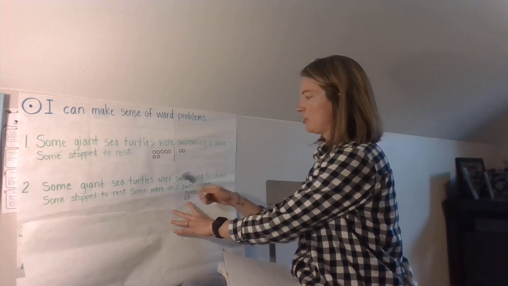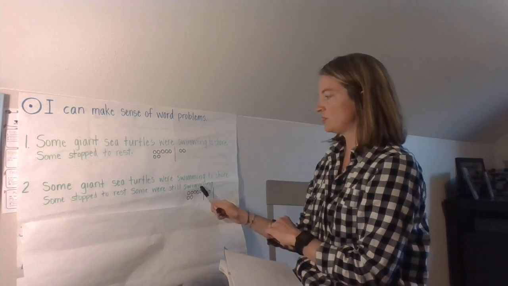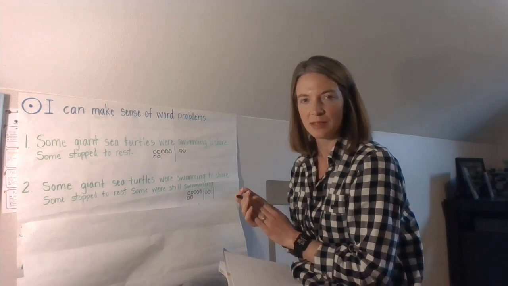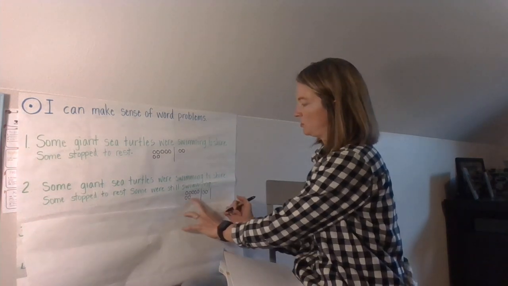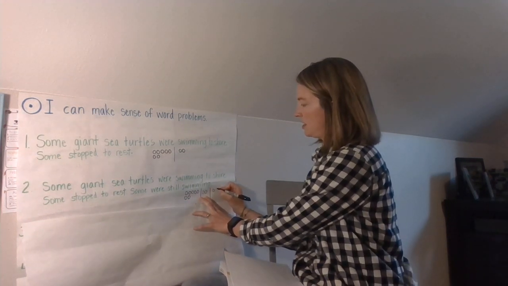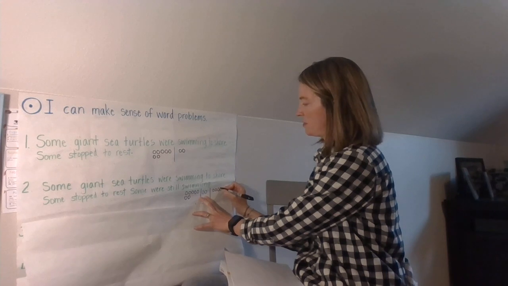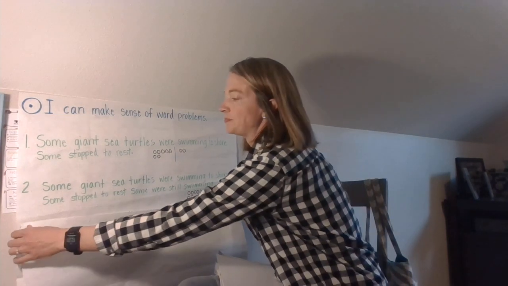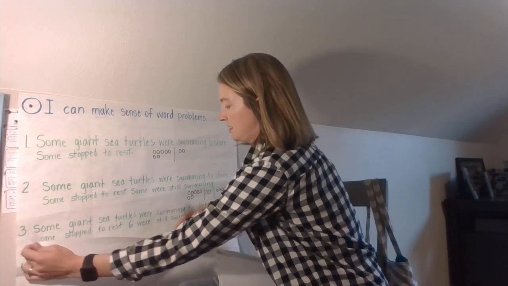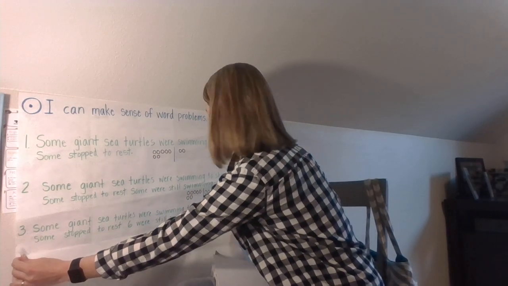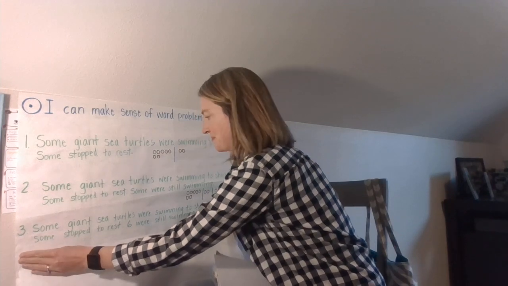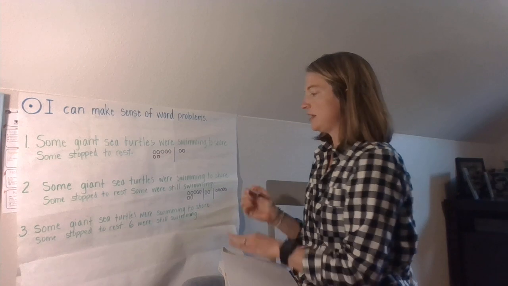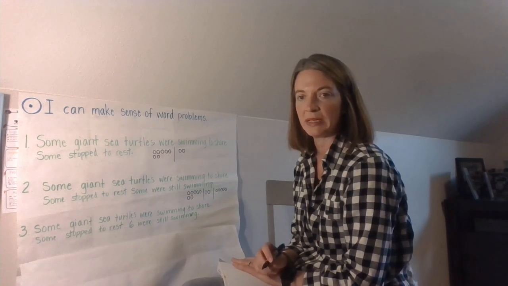And then there's another piece of information that says some were still swimming. So I know all of them didn't stop to rest. Some of them were still swimming. So if these 2 stopped to rest, I think that there are 5 still swimming. Let's move on to our next clue. Some giant sea turtles were swimming to shore. Some stopped to rest. 6 were still swimming.